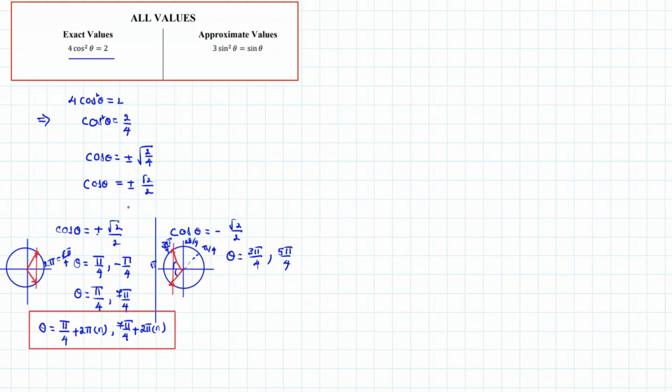Okay, now let's solve this equation: 3 sine square theta equal to sine theta. So to isolate sine theta, we have to subtract sine theta on each side. So that is 3 sine square theta minus sine theta equal to 0, subtracting sine theta on each side.